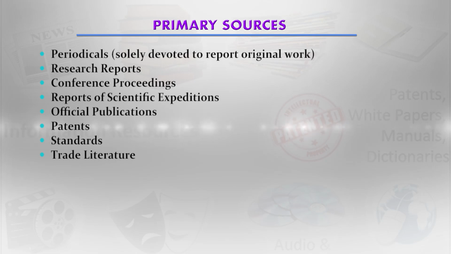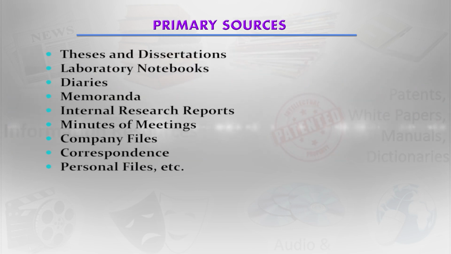In the primary category, Grogan has placed periodicals solely devoted to reporting original work, meaning periodicals containing original work. Then research reports, conference proceedings, reports of scientific expeditions, official publications, patents, standards, trade literature, theses and dissertations, laboratory notebooks, diaries, memoranda, internal research reports, minutes of meetings, company files, correspondence and personal files. All these things Grogan has kept in the category of primary sources.